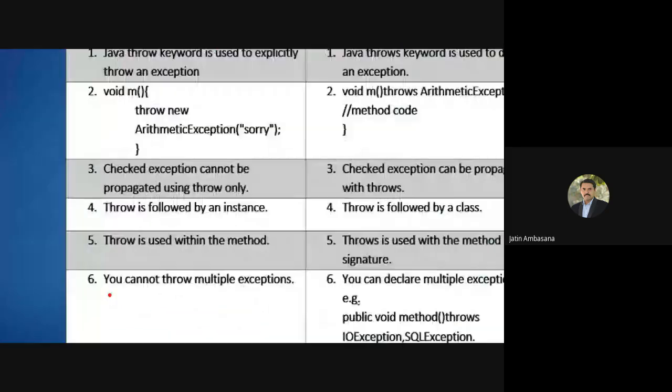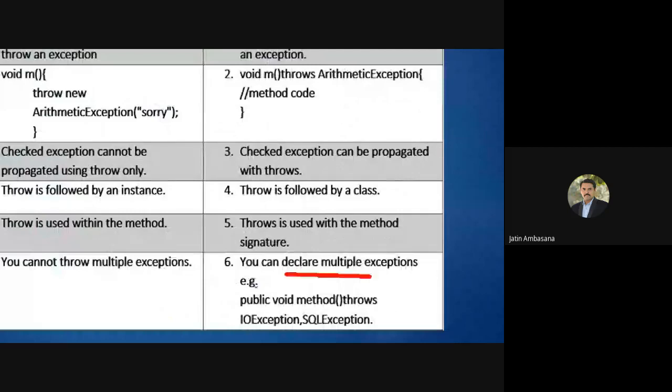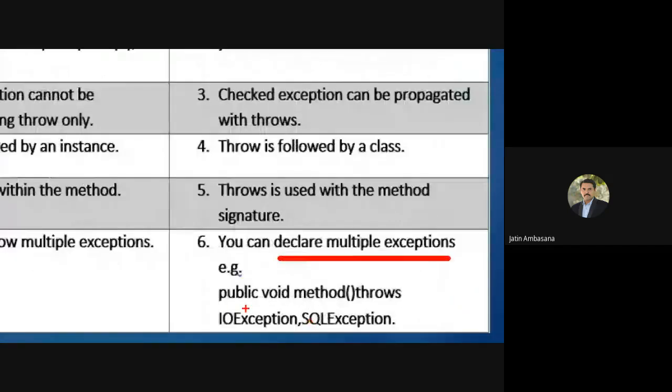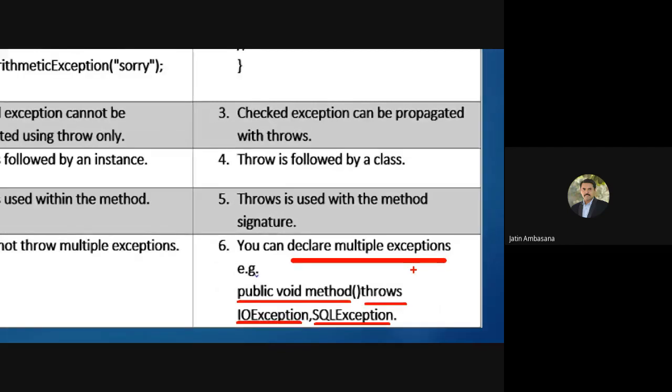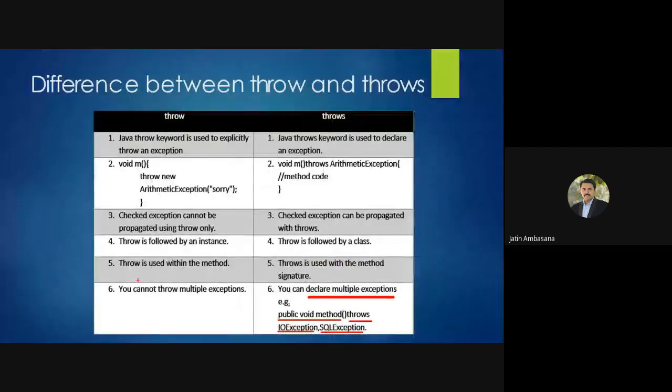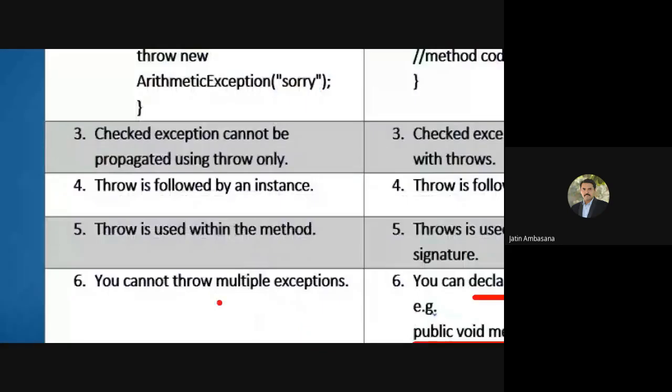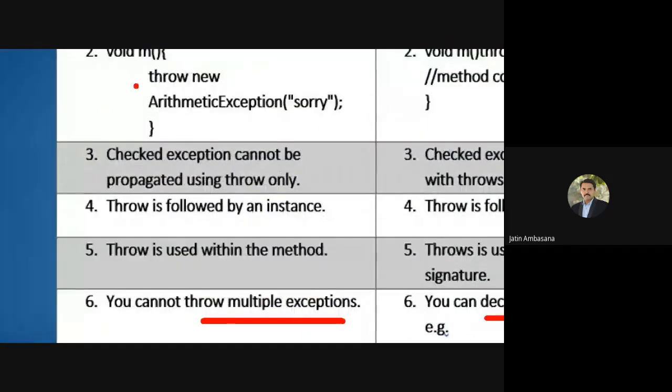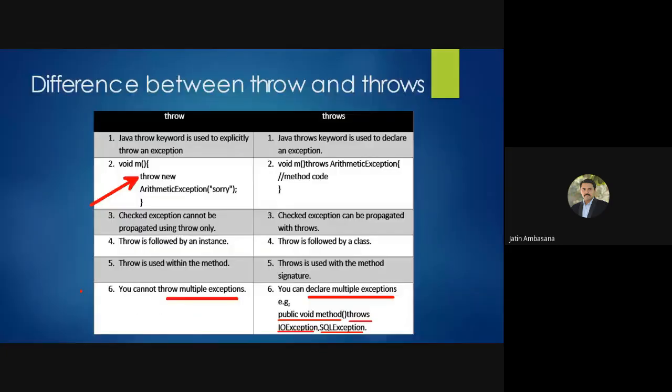And you cannot throw multiple exceptions. But you can declare to throw multiple exceptions like this. You can say public void method. This method throws more than one exception, like it may throw IOException, it may throw SQLException, it may throw any one out of it, right? So you can declare multiple exceptions with throws, but you cannot throw multiple exceptions using a single throw keyword. That is not possible. Okay, so these are the main differences between throw and throws.